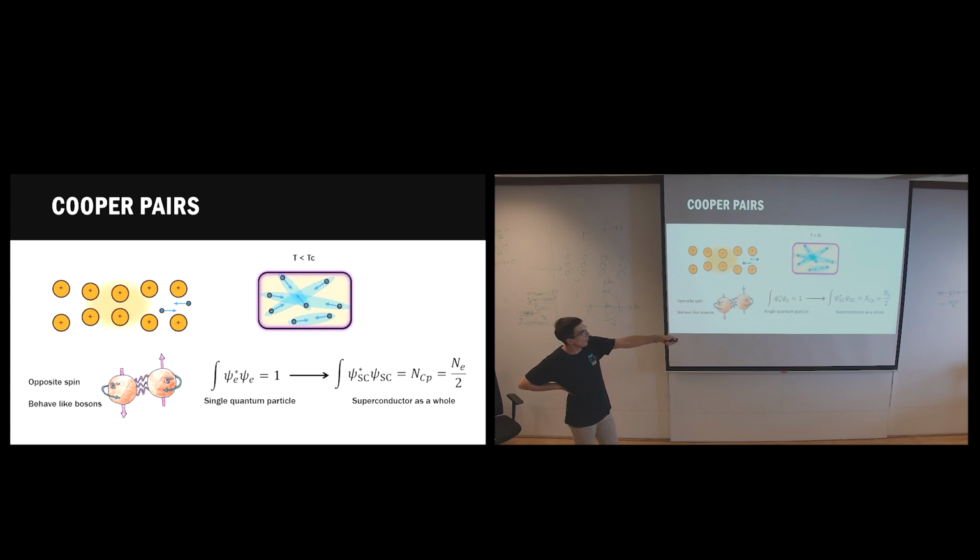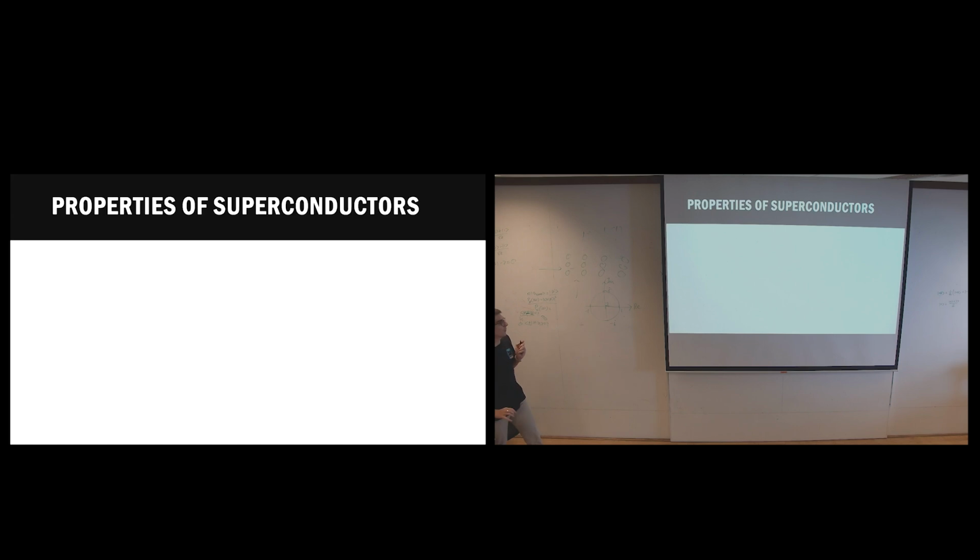So now we can find what this wave function is. We know that when we take the absolute value squared, it has to be the number of Cooper pairs. So it must be something that goes like the square root of the number of Cooper pairs. And since wave functions are usually complex numbers, we give here some degree of freedom. You say that the superconductor has some phase. So this is the wave function of a superconductor.